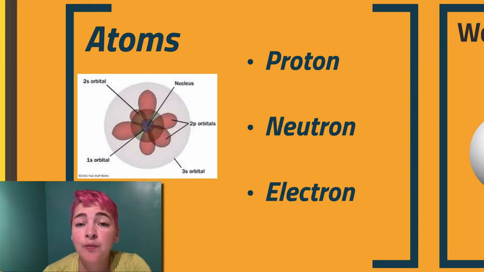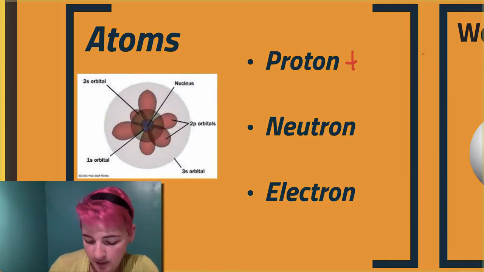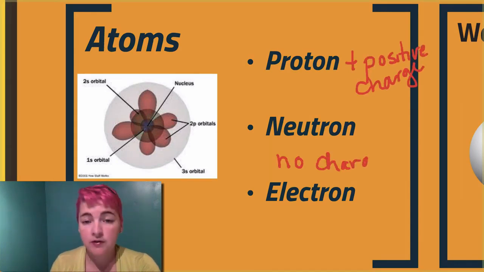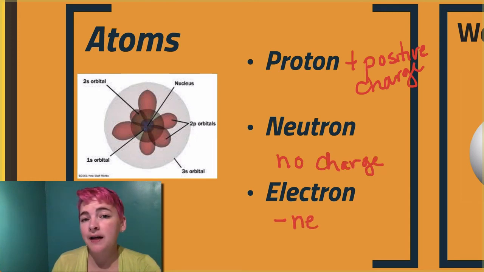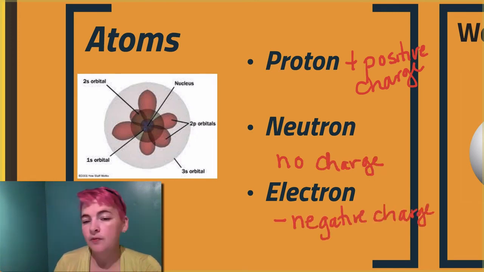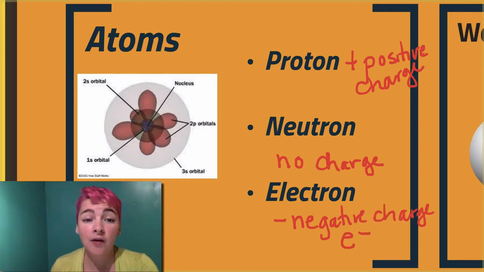Parts to an atom. We have the proton. The proton is positively charged. We have the neutron, which has no charge, or is neutral. And then we have the electron. The electron is negatively charged. We often write an electron as a little e with a negative sign. So anytime that you see that, that's going to stand for an electron.